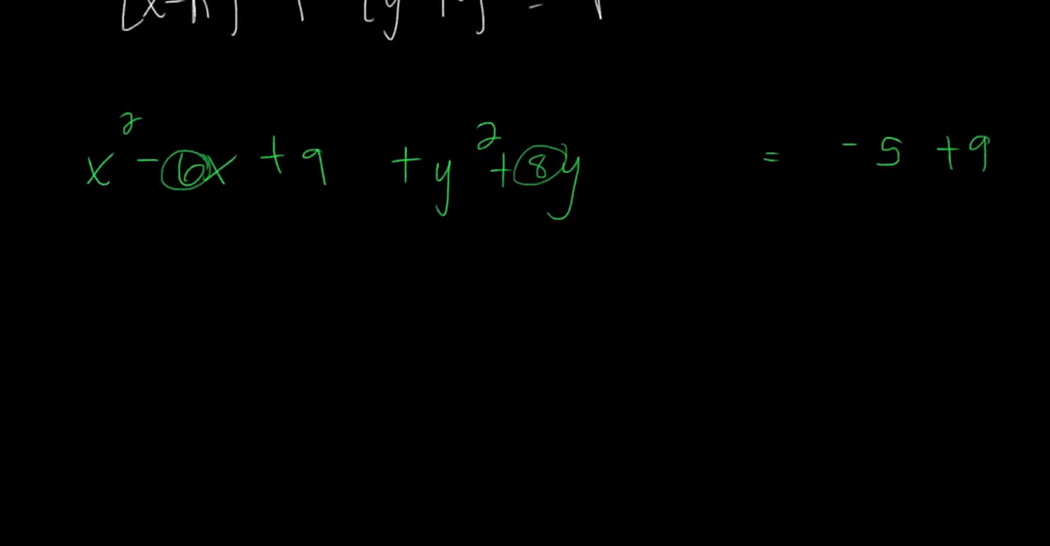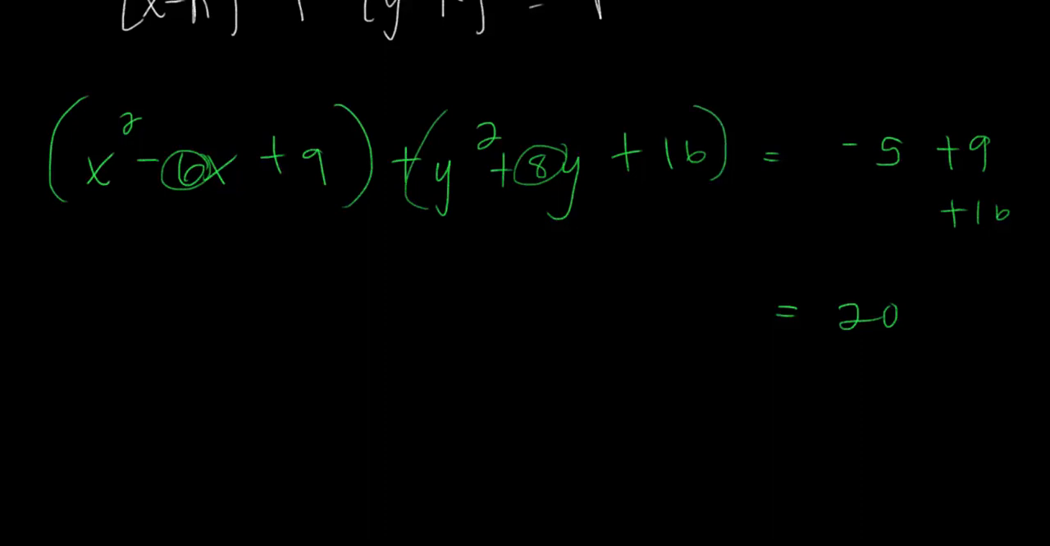Let's keep going. Now I'm looking at the y's. Half of 8 is 4. 4 squared is 16. So I add 16 to both sides. And so now I can simplify. Negative 5 plus 9 plus 16 is 20. And now, on the left side, I don't just add things together because there are no like terms except for the 9 and 16.